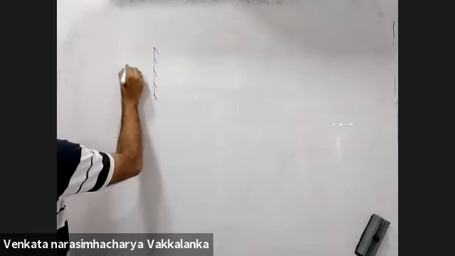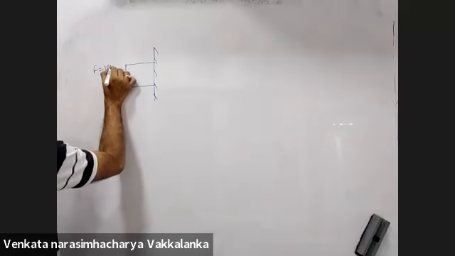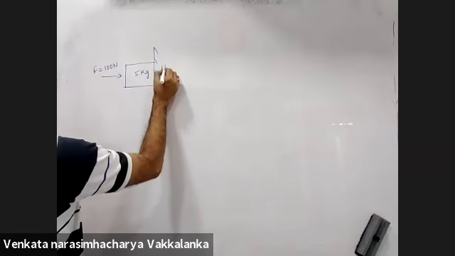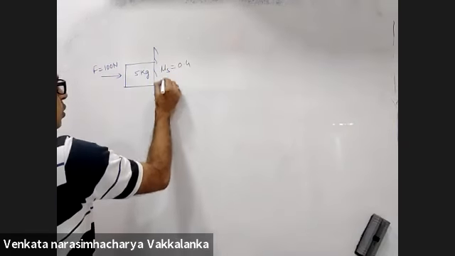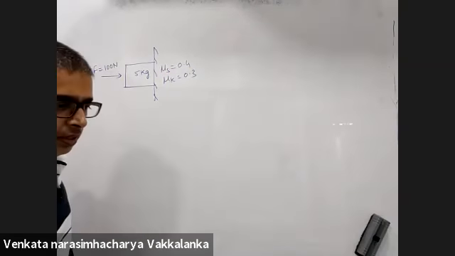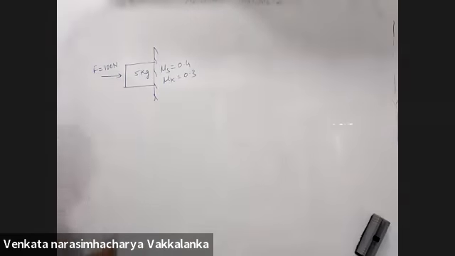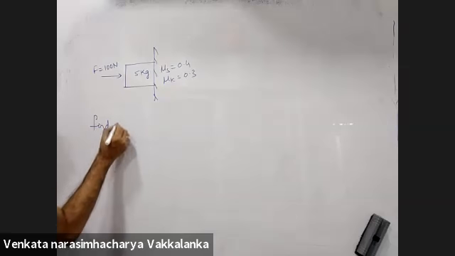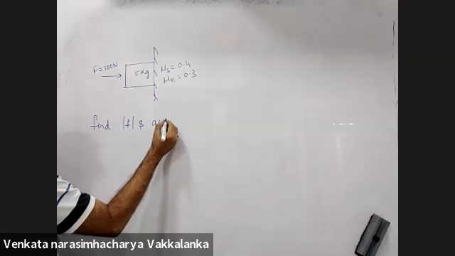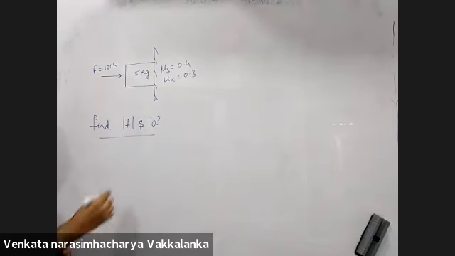This is a vertical wall. You are applying a force of 100 Newton. This is a 5 kg block. Mu s is 0.4, mu k is 0.3. Find the magnitude of friction and acceleration of the block.